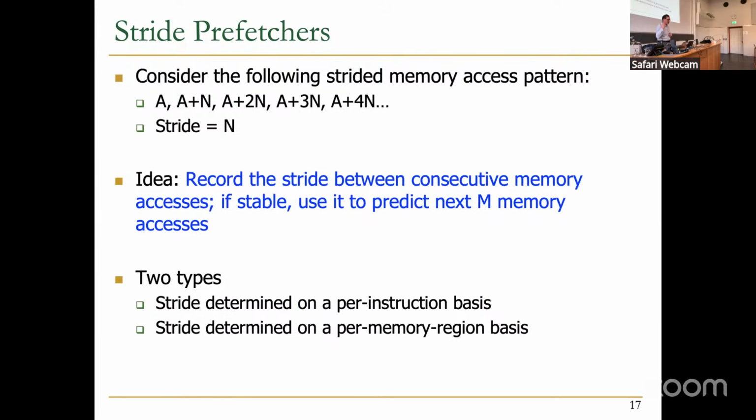Okay, there are two types of these stride prefetchers. One of them determines a stride on a per instruction basis. Basically, for every load and store, you may have a stride. The other determines a stride on a per memory region basis. Basically, you don't have the information of the program counter or load or store. You just look at the data access stream, the data addresses, and you try to find the strides. I didn't say anything about which program counter generated that address A plus N, etc. It's whatever you see on the data side. And they're both implemented in real processors, actually.